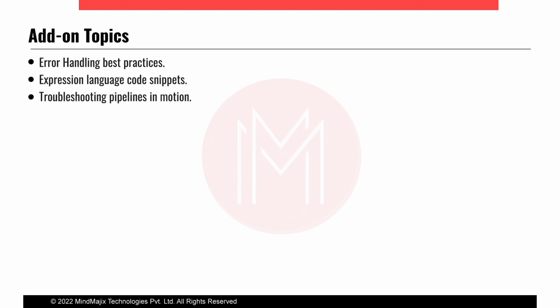Additionally, you'll get error handling best practices and expression language code snippets that you can reuse in any of the pipelines you build in future. And we'll also give you some tips to troubleshoot pipelines in motion so that you can understand the dashboard pane easily. Whenever there is an error, you can monitor that dashboard.